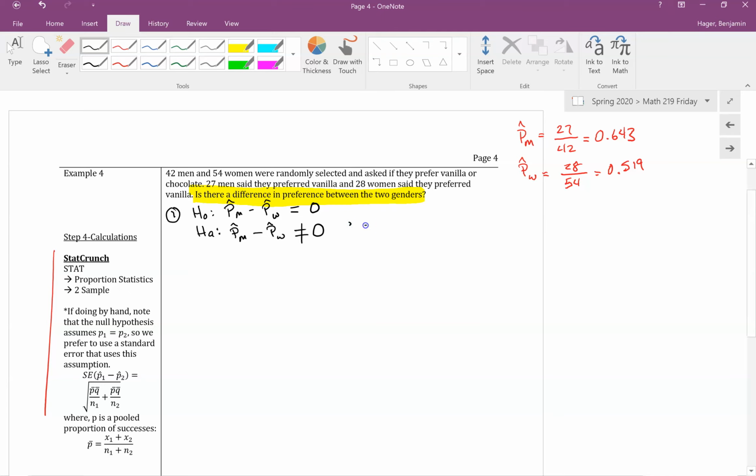Let's go ahead and let alpha, our level of significance, be good old 5%. The process I'm doing is a 2 proportion Z test. All right. And let's check for independent, random, and large.